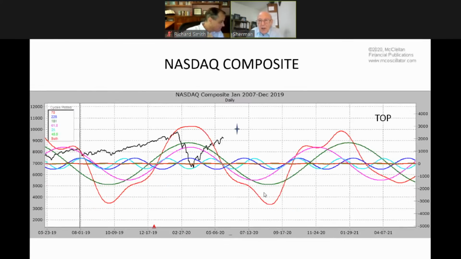NASDAQ was at a new high. It's made its new high, and it's done it counter-cyclically. So that's sort of interesting. And it shows a top at the end of the year rather than at the end of the first quarter. So it shows topping ahead of maybe the market.